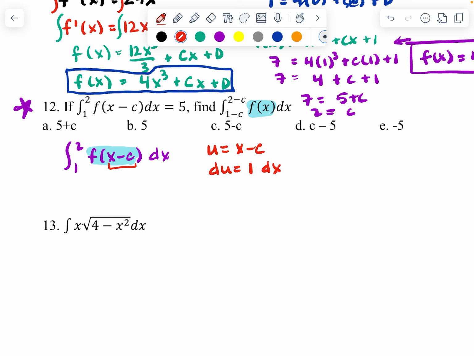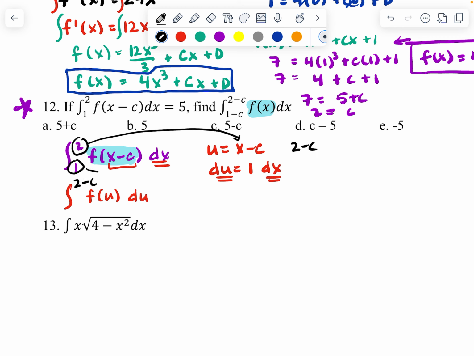And when I replace everything, I'm going to get the integral of f of u. The dx becomes the du, and there are no leftovers. But I still have to replace my boundaries. So let's check that out. If I plug x equals 2 into here, I'm going to get 2 minus c for my upper bound. And if I plug x equals 1 into here, I'm going to get 1 minus c for my lower bound. Okay? And look, all of this still equals 5. I just did a u sub, but the answer is exactly the same.